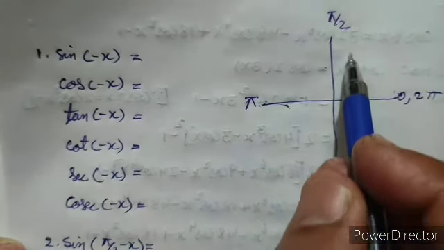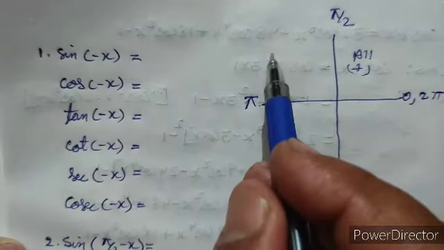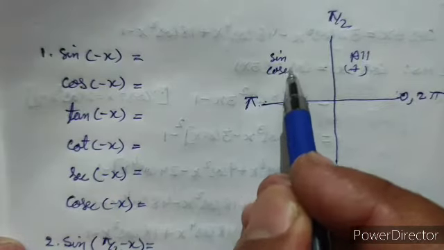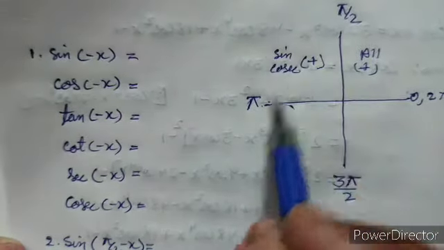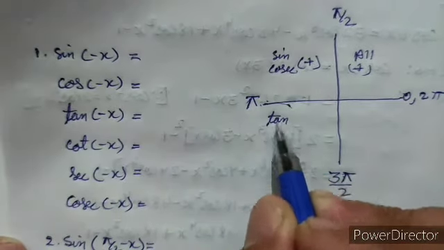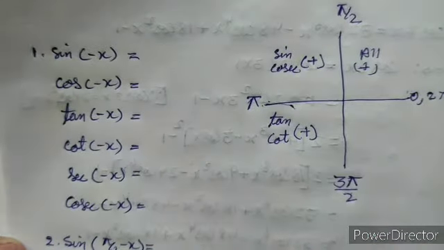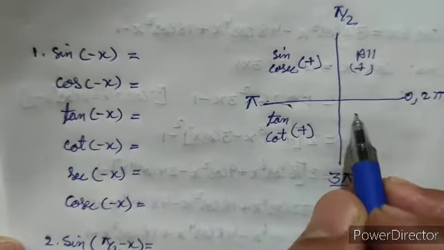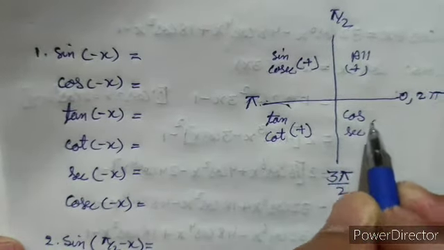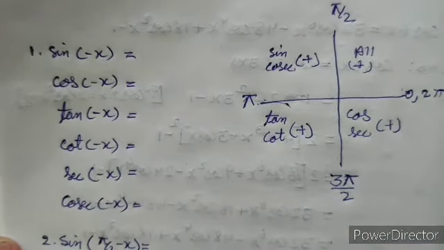Now in the first quadrant all trigonometric functions are positive. In the second quadrant, sine and its reciprocal, that is cosec, are positive and the other trigonometric functions are negative. In the third quadrant, tan and its reciprocal, that is cot, are positive and the other trigonometric functions are negative. And in the fourth quadrant, cos and its reciprocal, that is sec, are positive and the other trigonometric functions are negative.